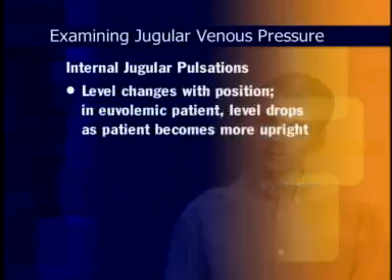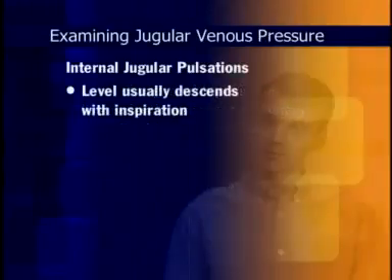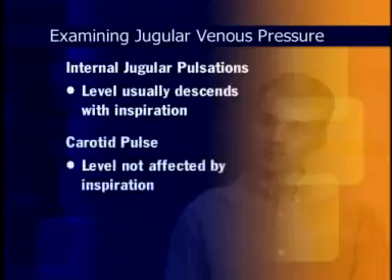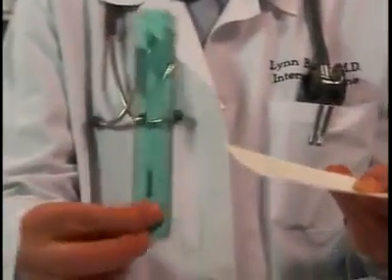The level of internal jugular pulsations changes with position. In a euvolemic patient, the level in the neck drops as the patient becomes more upright, whereas the carotid pulse is unchanged by position. Finally, the level of internal jugular pulsations usually descends with inspiration, whereas the carotid pulse is not affected by inspiration. Measure the oscillation point of pulsation in the right internal jugular vein using the following technique.